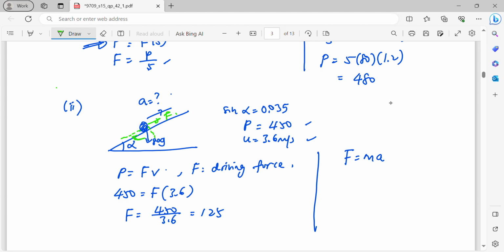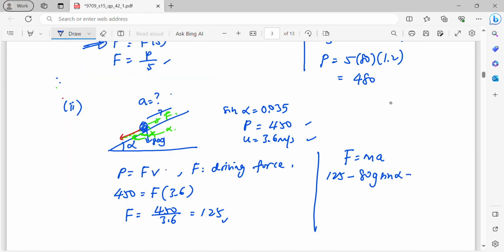Now when I resolve it along the plane, I am not using its angle, but I'm going to use the alpha value here. For your information, this is alpha. Since you are not using its own angle, when you resolve, you have to use sine of the alpha. So now my F becomes 125, minus 80g sine alpha, after you resolve it to this force.